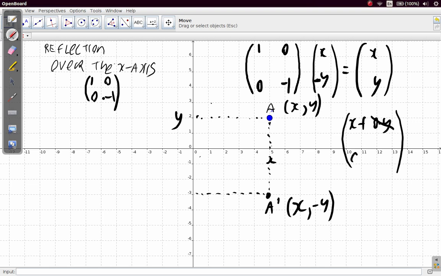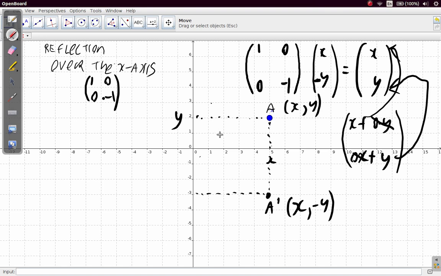0 by x, which will be 0x. That amounts to 0, so that's gone. Plus negative 1 by negative y. Negative 1 by negative y gives you positive y. So here you have y. So here you have x at the top and with just y alone at the bottom. So you get your new point.